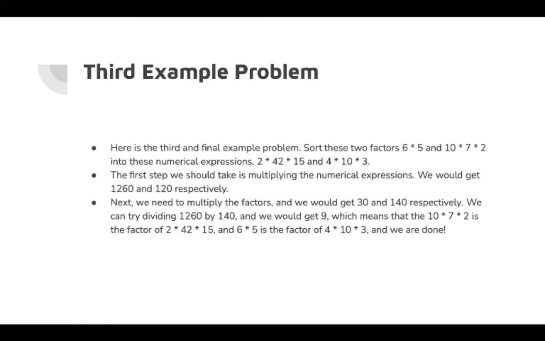We can try dividing 1,260 by 140, and we would get 9, which means that 10 times 7 times 2 is the factor of 2 times 42 times 15, and 6 times 5 is the factor of 4 times 10 times 3, and we are done.